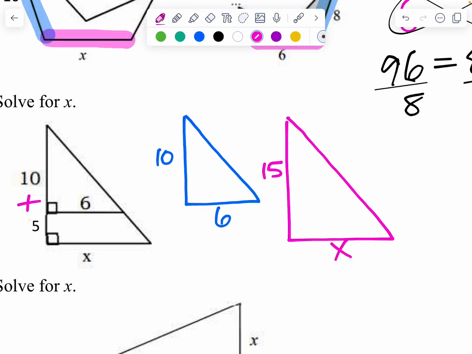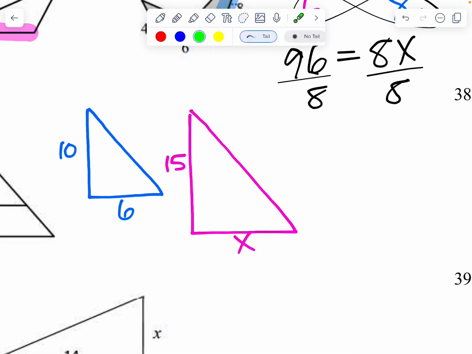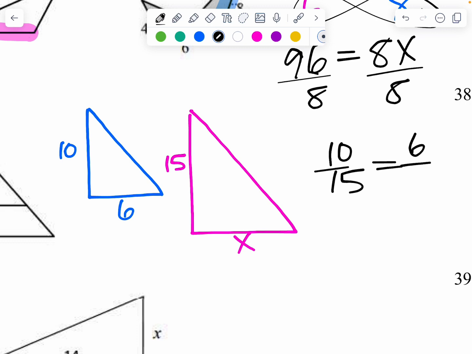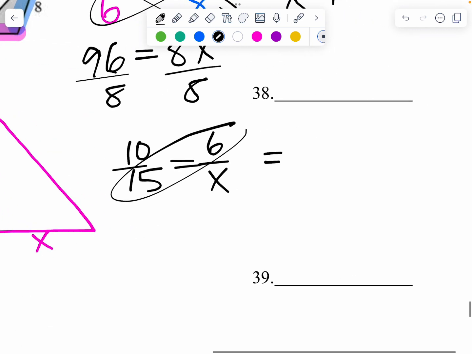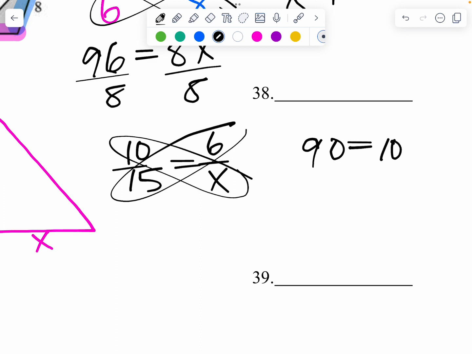And once you get those triangles drawn separately, you can compare 10 and 15. Those go together. 10 over 15 equals. And then I'm also going to put 6 and x. Those go together. And then once again, we're going to cross multiply. 15 times 6 is 90. I don't know why I put that equals there. And then when I cross this way, I get 10x. You can divide both sides by 10 and get x equals 9. Cancel.